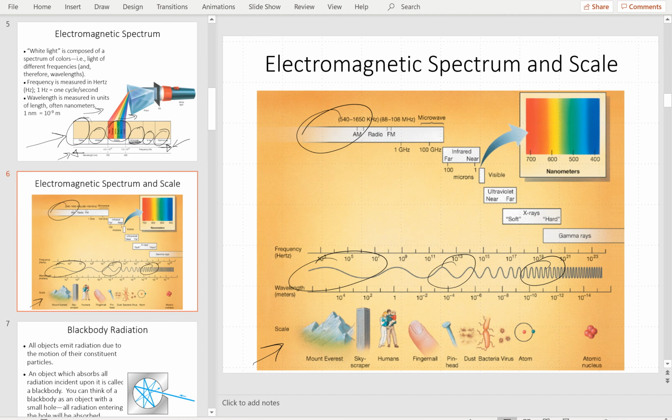Radio waves have wavelengths that are roughly the size of mountains, skyscrapers, maybe humans. As we get to the infrared, we have wavelengths that are roughly the size of a pinhead. And then as we move to gamma rays, we have wavelengths that are the size of atomic nuclei.